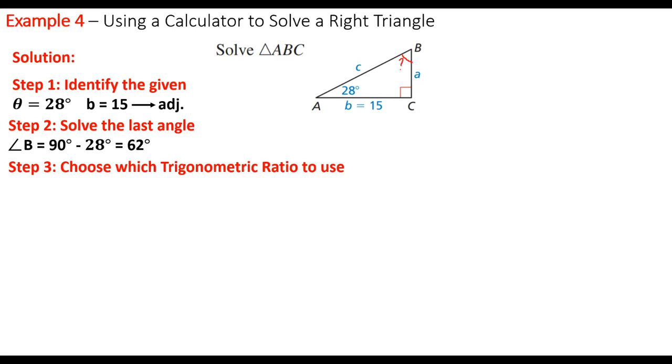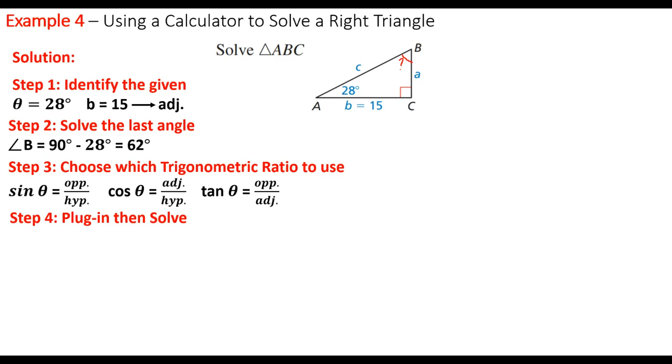Step 3 is to choose which trigonometric ratio to use in solving the sides. The three trigonometric ratios are sine, cosine, and tangent. Remember SOH CAH TOA. Sine is equivalent to the ratio of your opposite and your hypotenuse sides. Cosine is adjacent over hypotenuse, and tangent is opposite over adjacent. Now, choosing the trigonometric ratio to use will depend on the side that you want to solve.